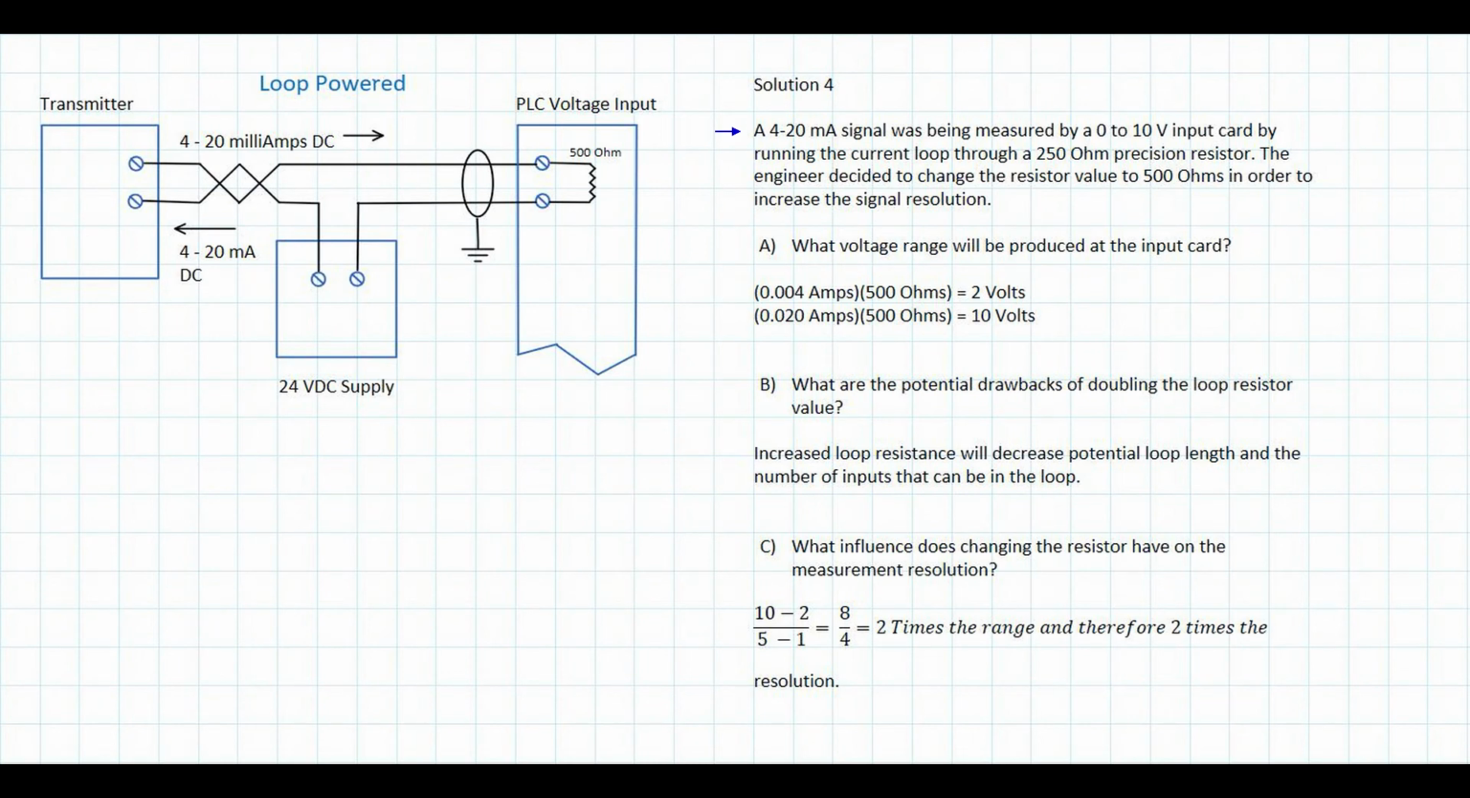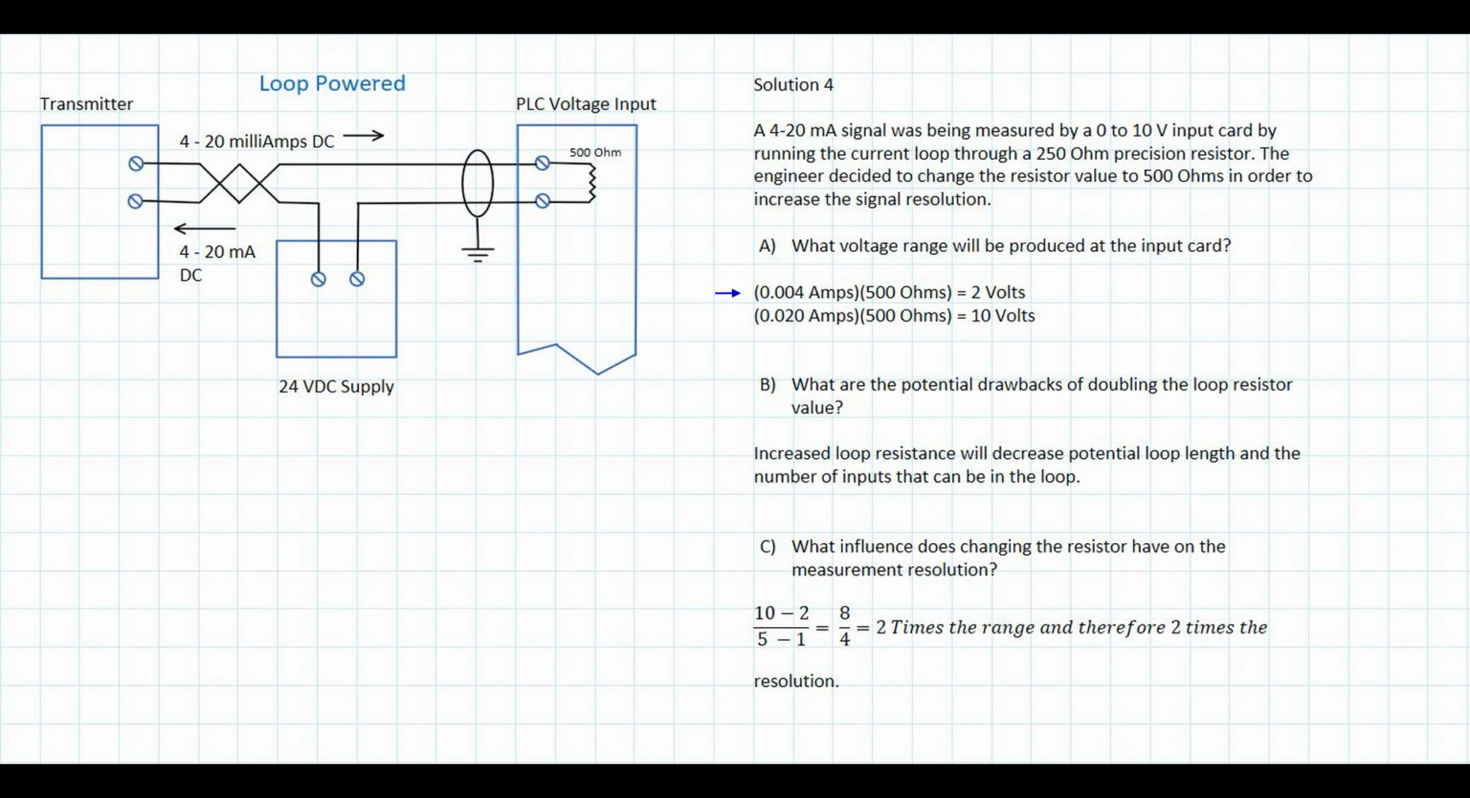Solution number 4, a 4 to 20 milliamp signal was being measured by a 0 to 10 volt input card by running the current loop through a 250 ohm precision resistor. The engineer decided to change the resistor value to 500 ohms in order to increase the signal resolution. Part A, what voltage range will be produced at the input card? We solve this using Ohm's law.